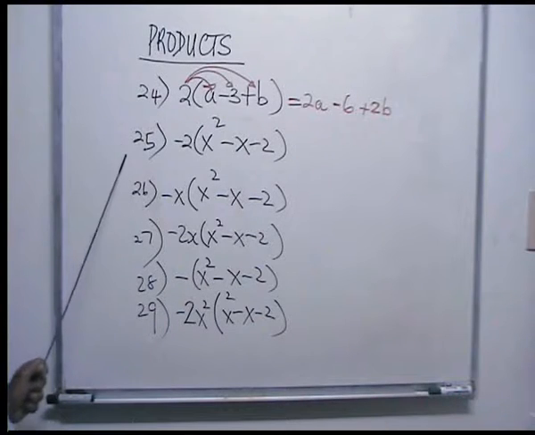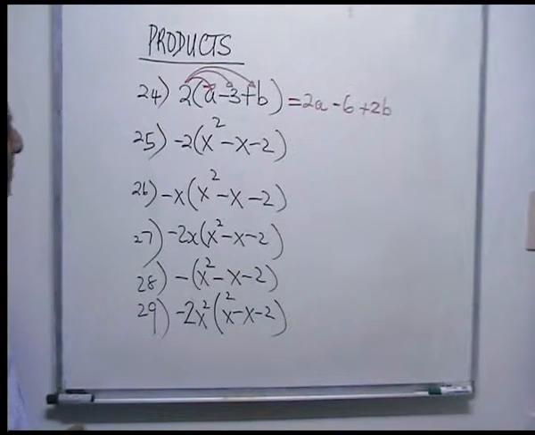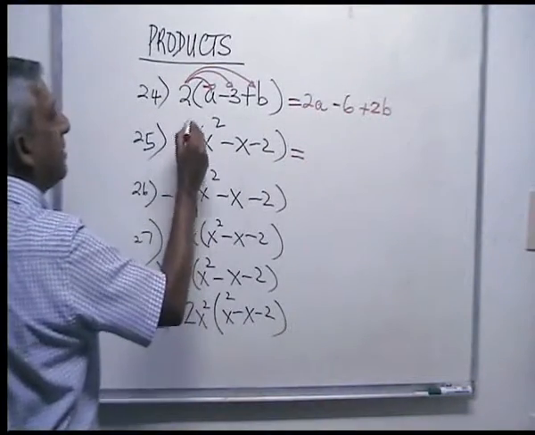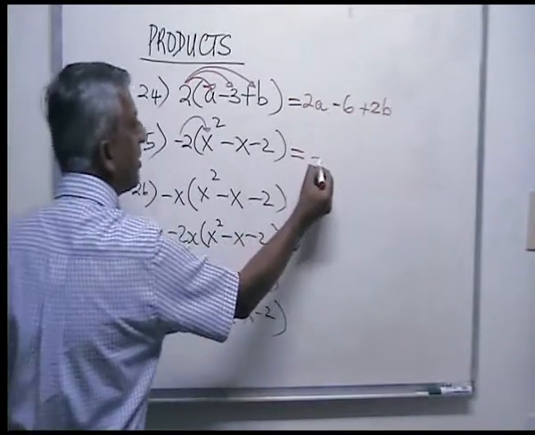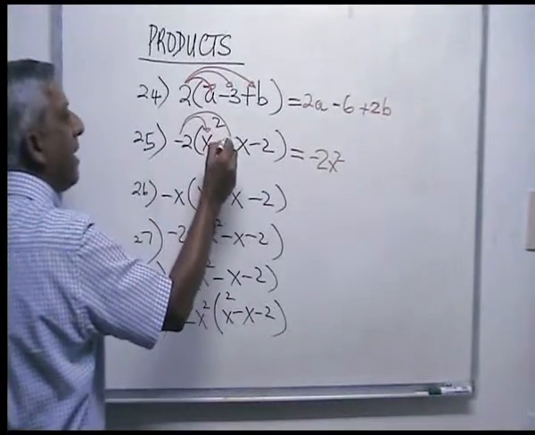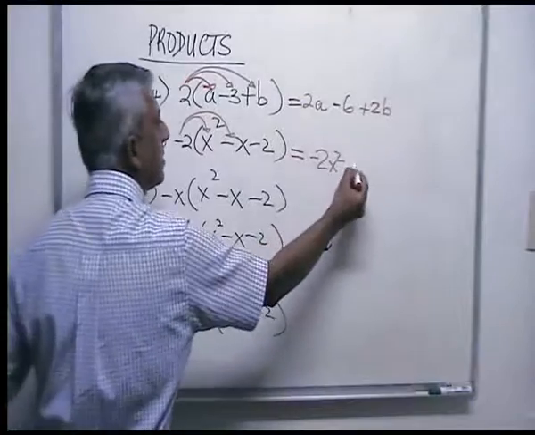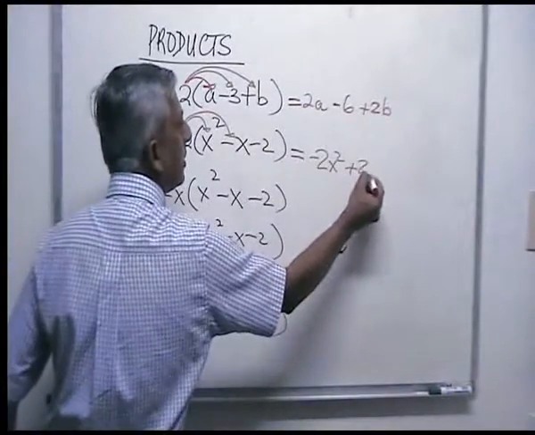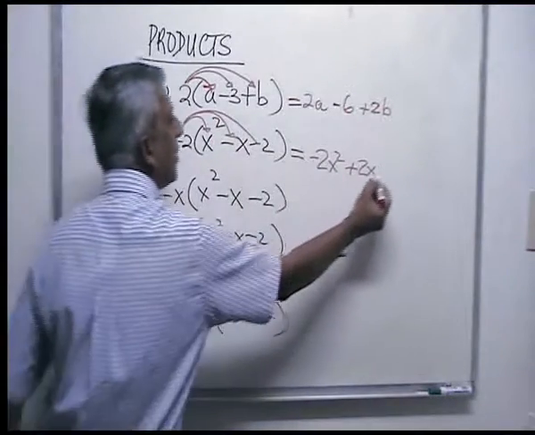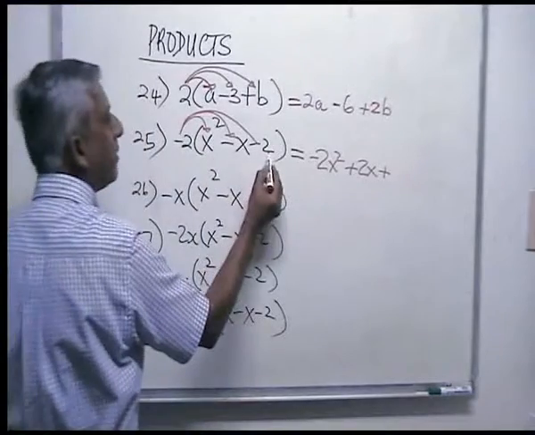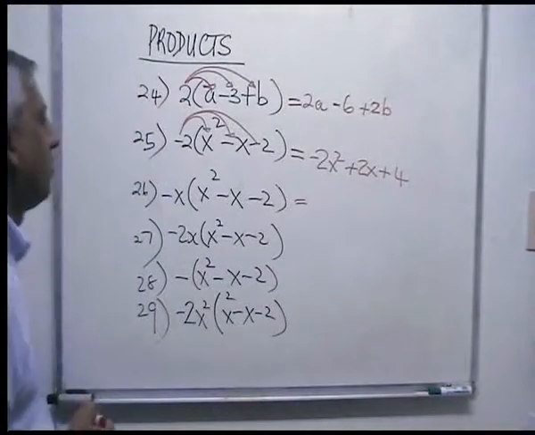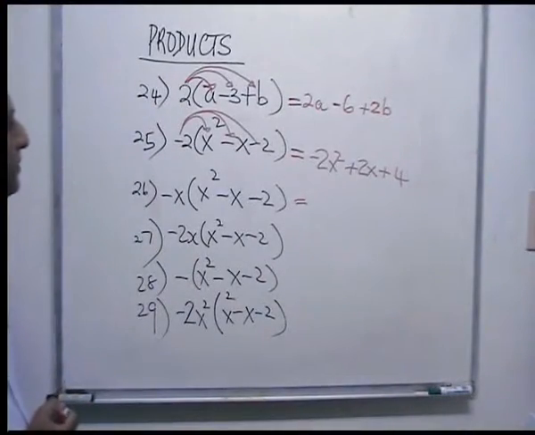Okay, welcome back. Here are your solutions for number 25 to 29. In number 25, you're multiplying 3 times. So minus 2 times x squared will give you minus 2x squared. Minus times minus will give you plus. 2 times x will give you 2x. And then minus times minus again will give you plus. 2 times 2 will give you 4. Right, let's move on to 26.